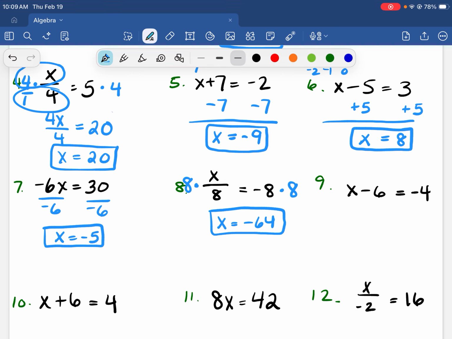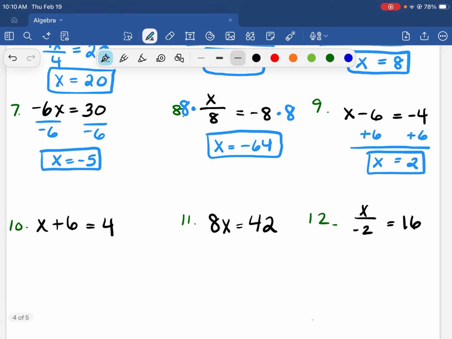X minus 6 is equal to negative 4. I want to add 6 to both sides of my equal sign. Negative 6 plus 6 is 0, so I have x plus 0, or just x. Negative 4 plus 6, those are opposite signs, so I want to treat them like subtraction. 6 minus 4 is 2. And we're going to stay at positive 2 because 6 is the greater absolute value. 6 is positive, so our answer is going to be positive.